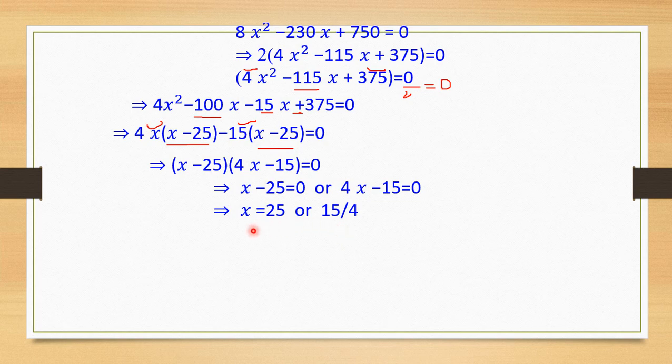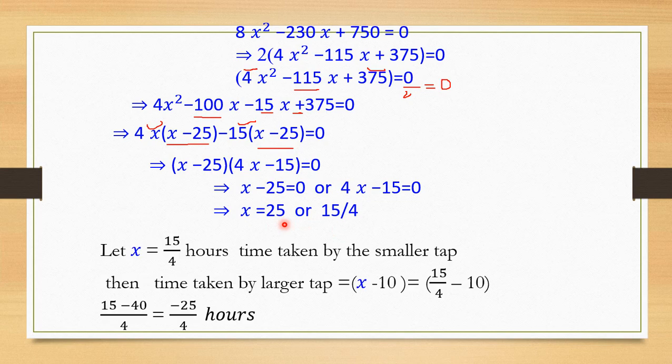So x is the time taken by the smaller tap to fill the tank completely. So let us consider one value and then the other for x. If we take x is equals to 15 by 4 hours, that means the smaller tap takes 15 by 4 hours to fill the tank completely. So in this case, the time taken by the larger tap will be x minus 10. So x minus 10, that is 15 upon 4 minus 10. So 15 upon 4 minus 10, the LCM is 4. So 15 minus 40, that is equals to minus 25 by 4 hours.